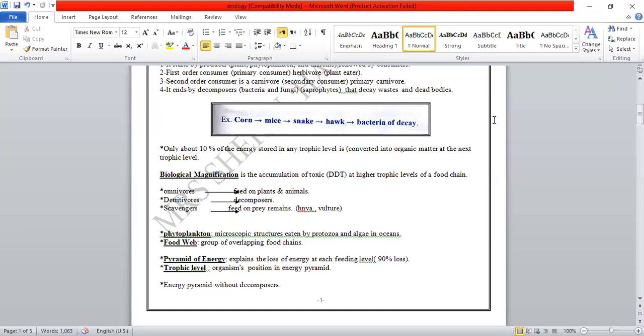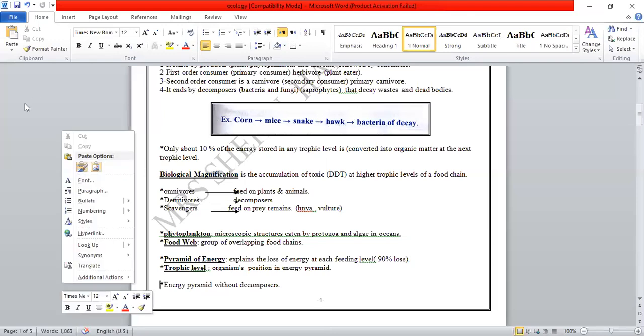Now, biological magnification. What does biological magnification mean? It is the accumulation of toxic materials like DDT at higher trophic levels of the food chain. I will give you an example. For example, if we use a certain insecticide or pesticide, we spray it on plants. For example, I spray 1000 plants with a certain insecticide.